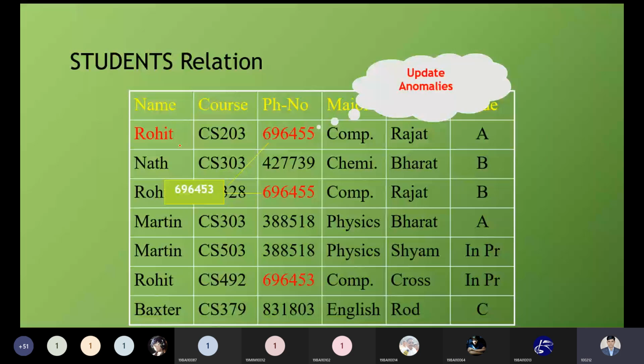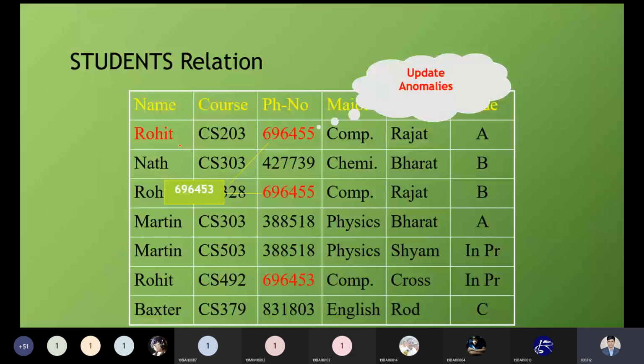Okay, I agree with this point, and it is a good point. Suppose we need to update the phone number of Rohit, 696455, but we do not know which Rohit, so we have to update the phone number given here. We update this phone number, so all the phone numbers belonging to the same value will be updated. So why are we updating the other things? This is the update anomaly. While updating the information, this is the point we need to keep in mind: maybe only one piece of information may update or other information may update. So update anomaly means we are updating the information.